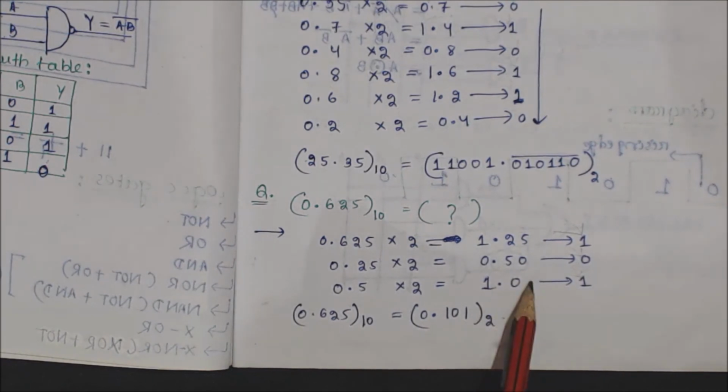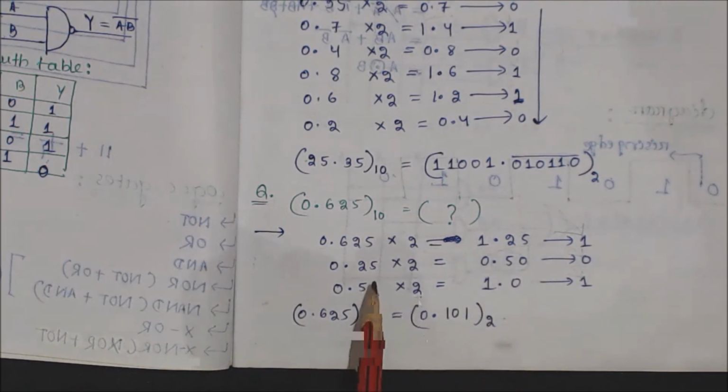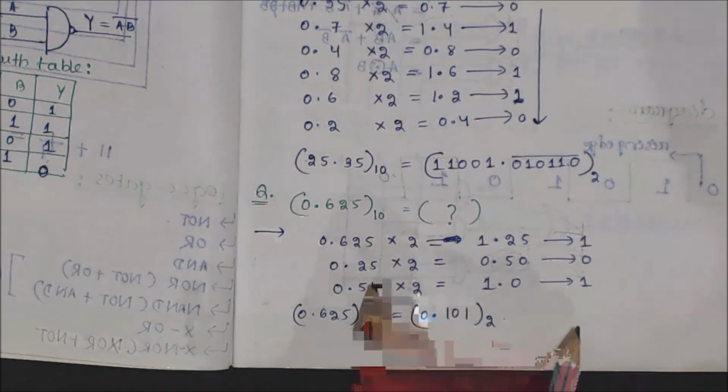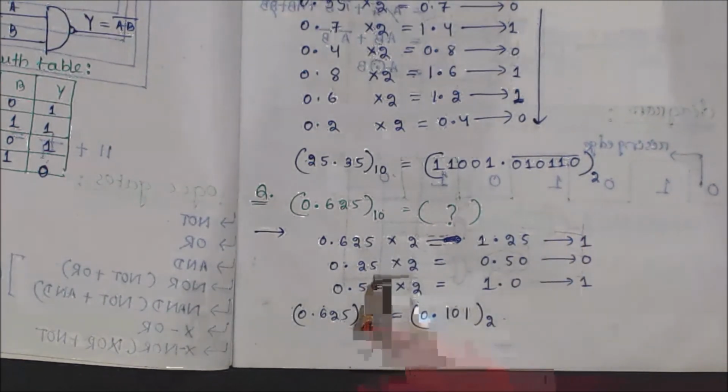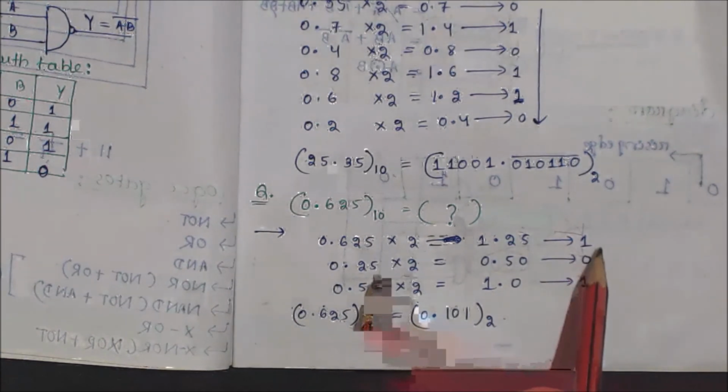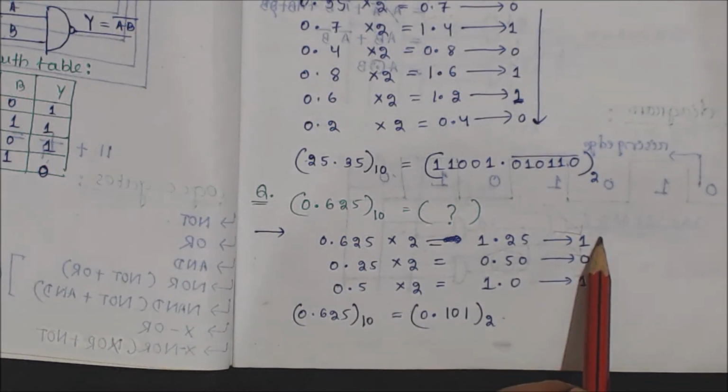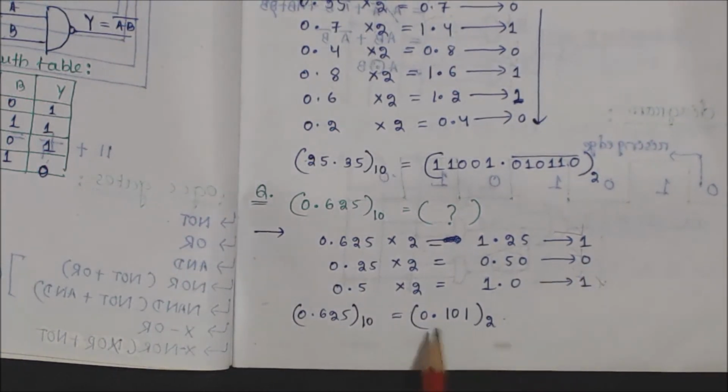Now this 0 fractional part when multiplied with 2 will produce 0 only. So finally I got the result 0.101. I need to read this binary from top to bottom. So 0.101 is my binary equivalent for this particular decimal.